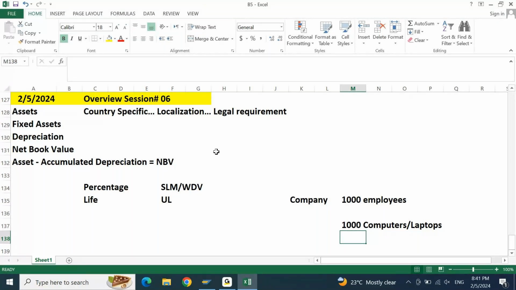If you have 1,000 employees, you are going to create 1,000 assets because you will be purchasing 1,000 computers. Now, not all 1,000 computers are purchased on the same date. One computer may be purchased today, one 2 months ago, one 1 year ago, one 3 years ago, one 4 years ago. One may be still with you, but the value has already become zero. It is fully depreciated. How you are going to deal with it, you need to understand.